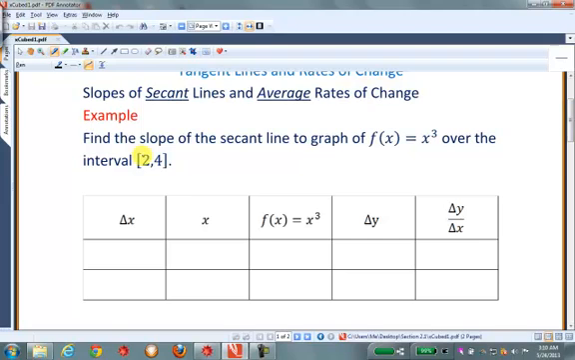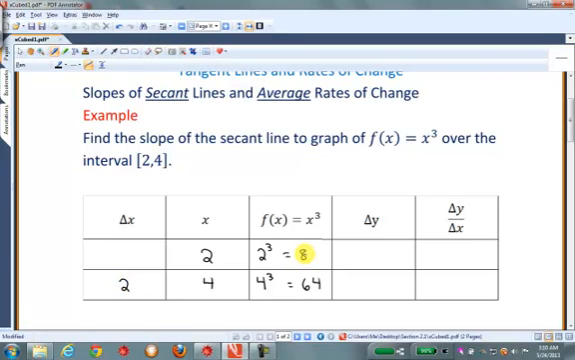If we start at the left endpoint of this interval, x is 2, f of x is 2 cubed, which is 8. At the right end of the interval, x is 4, and f of x is 4 cubed, which is equal to 64. Over this interval, x has changed from 2 to 4, so the change in x was 2.